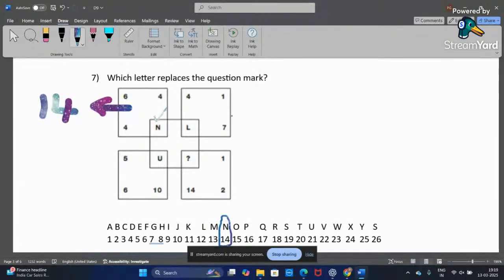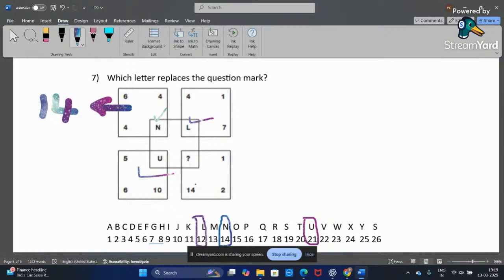We'll check with the next box. 4 plus 1, it is 5. 5 plus 7, it is 12. For 12, it is L. Yes, they have written here. So the logic is correct. Let's check it for next block. 10 plus 6, it is 16, plus 5, it is 21. For 21, it is U. Yes, the logic what we thought is correct.